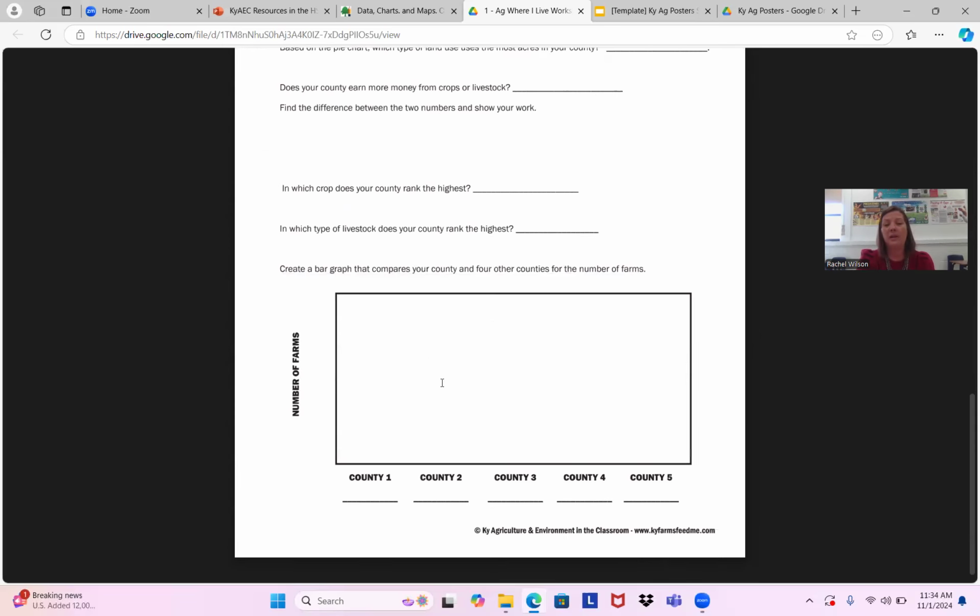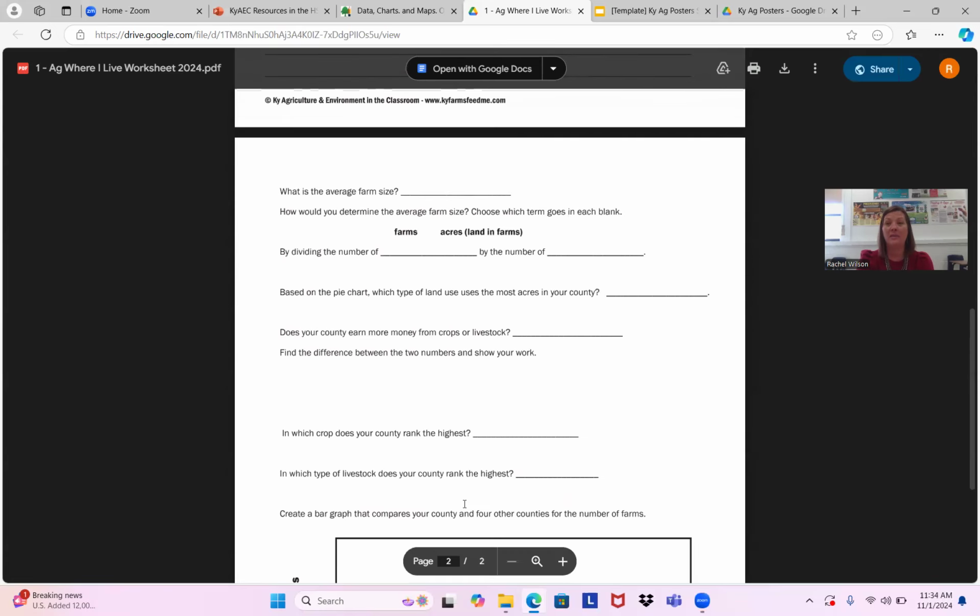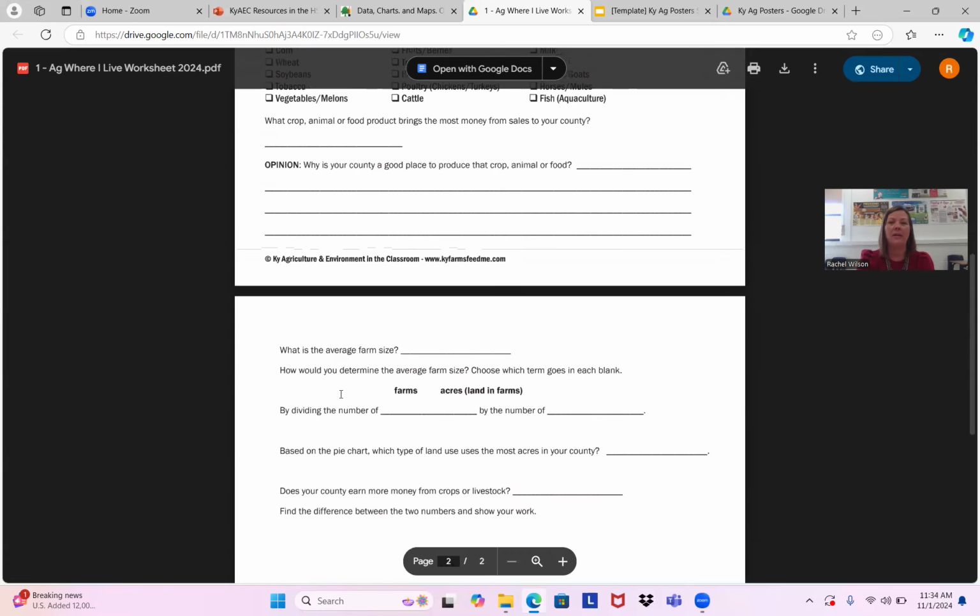And then down at the bottom, they can actually create a graph where they are comparing the number of farms in their county to 4 other counties in the state. And you can do this by making them look at surrounding counties or maybe having them look at counties that might be in different regions. All of that can be interesting for students to be able to look at.